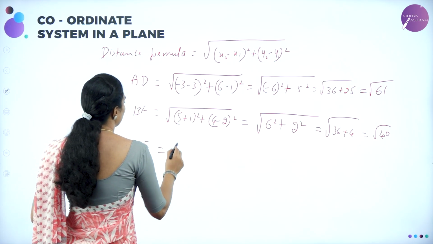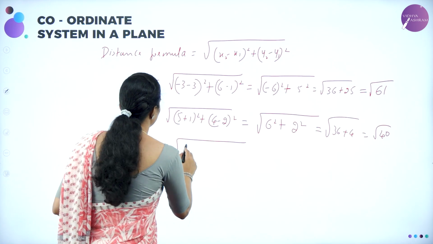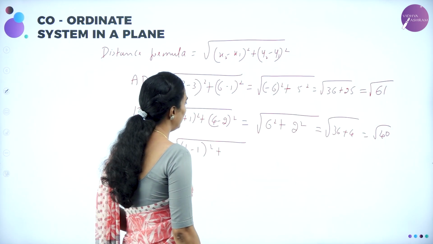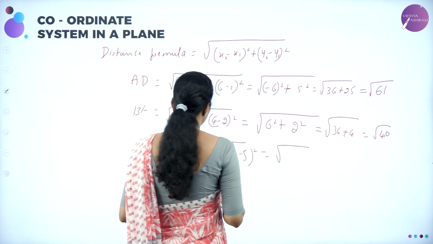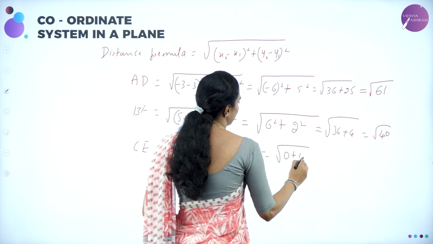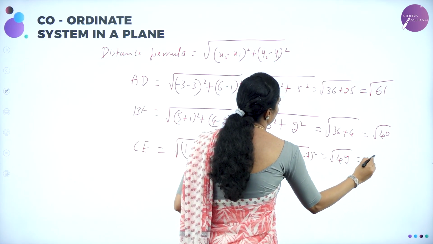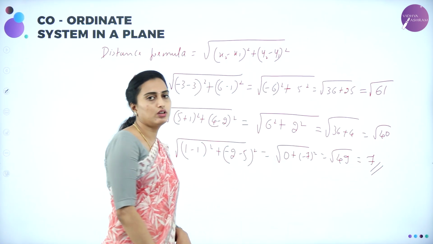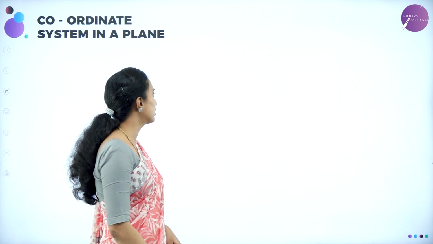Okay. So next you are going to have median of B, what is that? CE will be equal to square root of, what is that? 1 minus 1 squared plus minus 2 minus 5 whole squared. So the answer will be square root of 0 plus minus 7 squared, which is equal to root 49, which is equal to 7. That is your distance of the medians. Understood? We'll move on to the next problem.